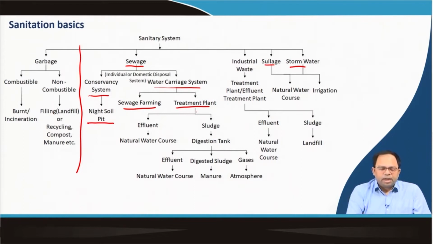So, in a sewage treatment plant, we actually treat both the effluent as well as the sludge. That means when we treat the sewage, it results in effluent and also results in sludge. Then the effluent could be disposed in the natural water course, while the sludge is further treated in digestion tanks, where the sludge is left for a longer period and we again get effluent out of that. We get digested sludge and we also get gases. So, gases go to the atmosphere, digested sludge could be used as manure and effluent goes to the natural water course.